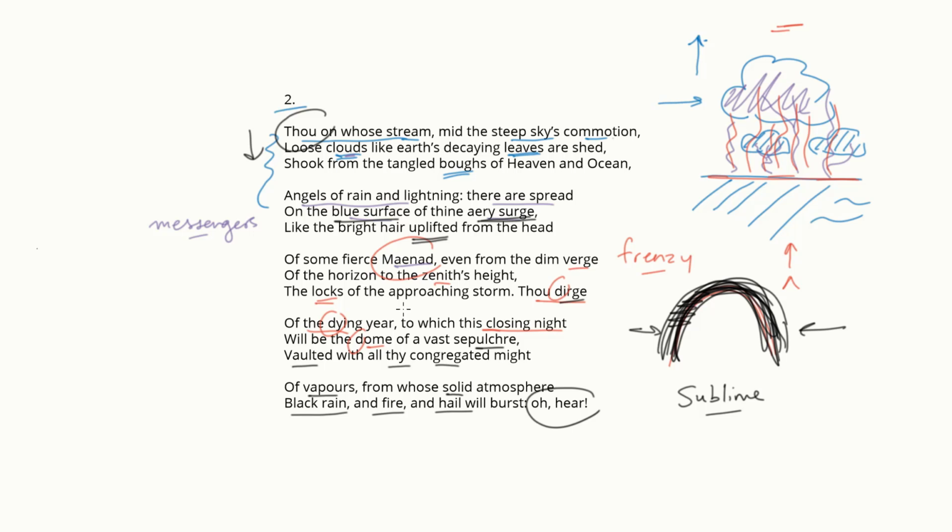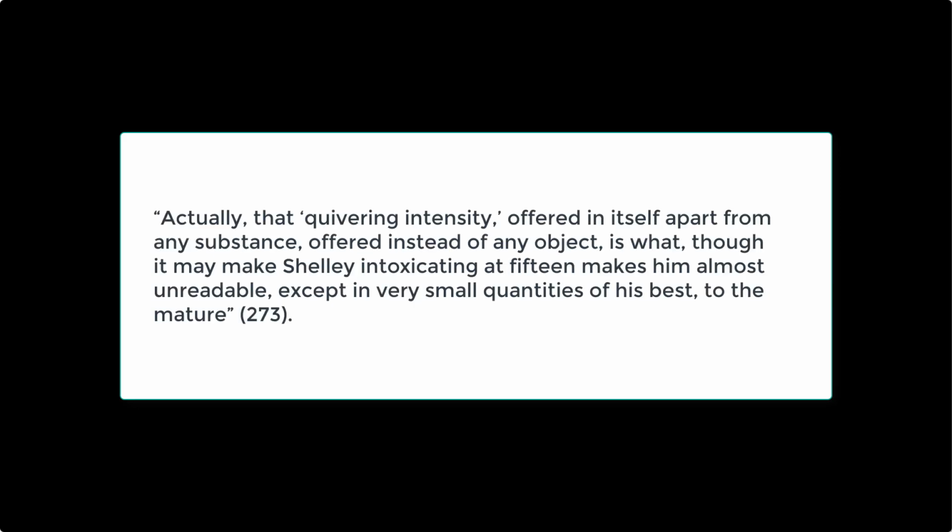If you add all of these things up, basically Leavis condemns Shelley for what he calls his weak grasp upon the actual. A very famous line. And then he adds this, that quivering intensity, which is how he describes Shelley's poetry, offered in itself apart from any substance, offered instead of any object, is what, though it may make Shelley intoxicating at 15, makes him almost unreadable, except in very small quantities of his best to the mature.